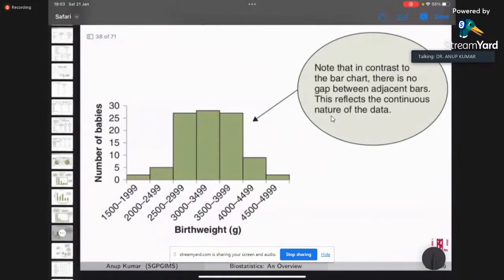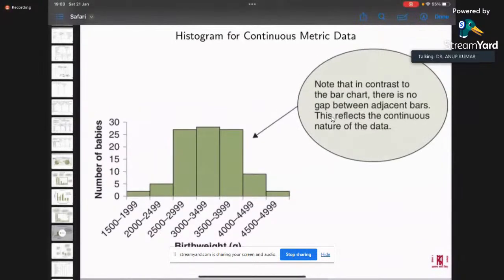And again, if your data is continuous metric data, you can go with the histogram. You can see there is no gap in the histogram. It actually represents the continuous nature of the data.